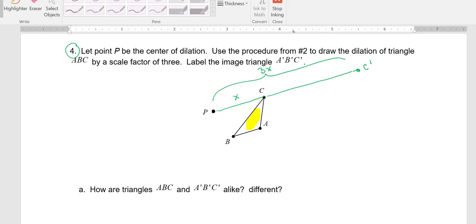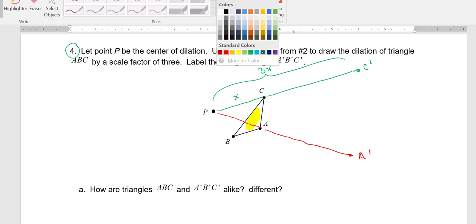Likewise, I'm going to do the same thing for A, and I'm going to extend it out, and there's going to be my A prime, and then my B prime will be somewhere like this.